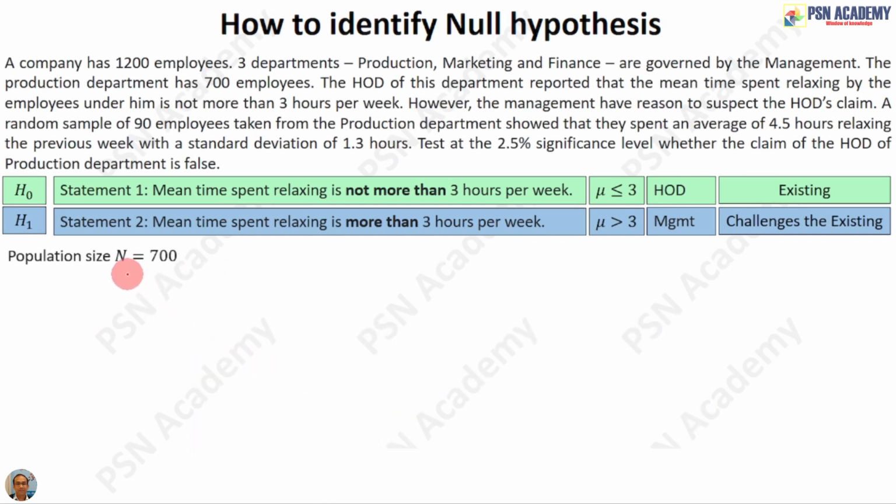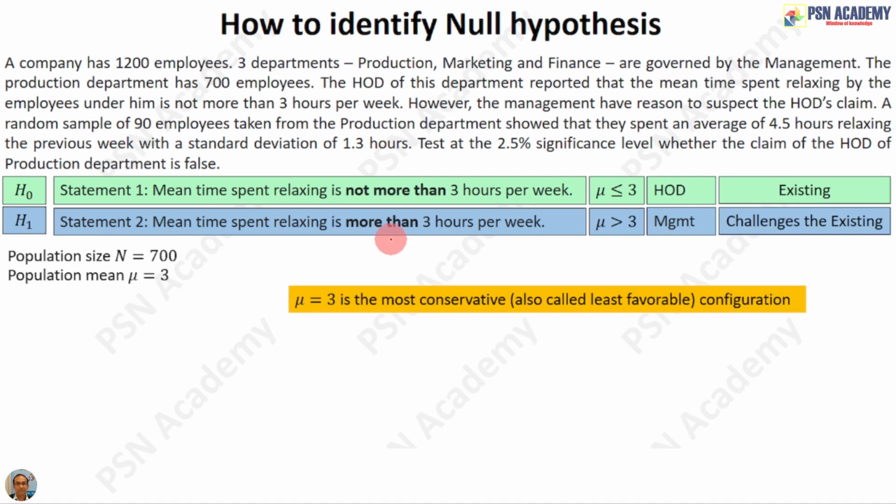Now we summarize the data here: population size capital N equal to 700, not 1200, because we are dealing with the production department only, right? Population mean is 3. Why? See, statement 1 is demanding not more than 3 hours, and statement 2 is demanding more than 3 hours. That means if we take mu equal to 3, then this is the most conservative configuration, that is the least favorable situation through which we can get the unbiased estimate, right?